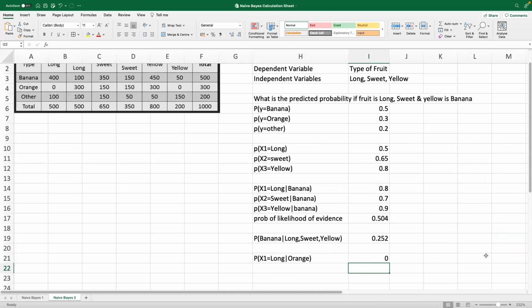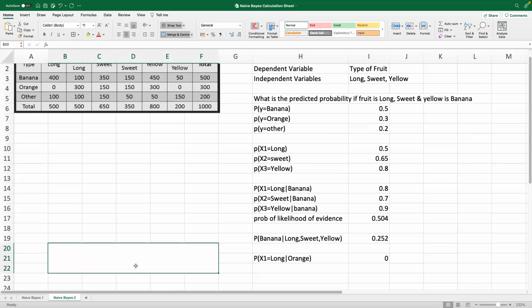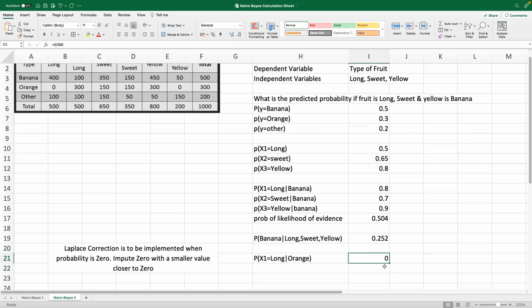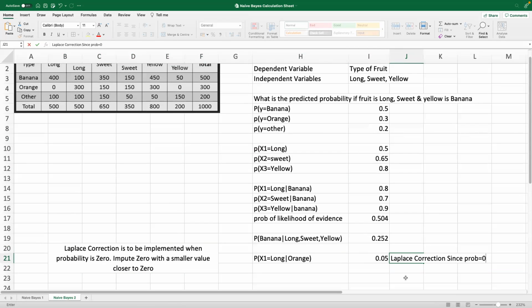Now this is very important. When your probability is 0, there is something called Laplace correction. Laplace correction should be implemented when probability is 0. So what Laplace says is impute 0 with a smaller value closer to 0. That is what Laplace says. Now we got 0, so I will make it 0.05. This is Laplace correction, since probability is equal to 0. I made it manually 0.05.